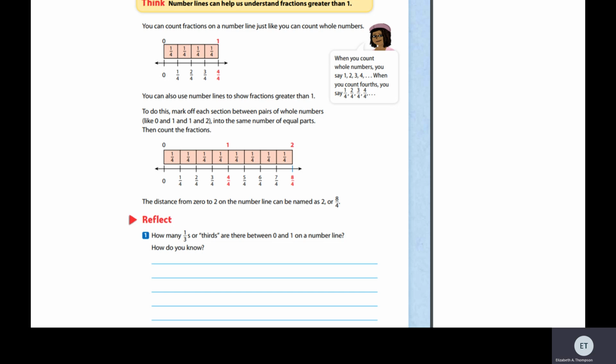I would like for you to keep working on this, and in your practice book, complete pages 169 and 170.